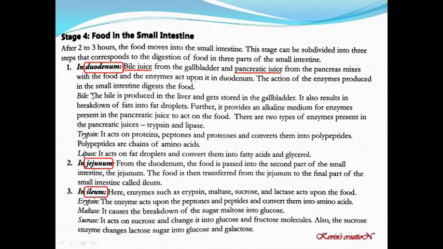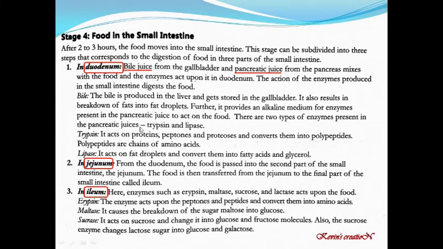Now let us see what happens. Bile. The bile is produced in the liver and gets stored in the gallbladder. Liver produces bile, but it is stored in the gallbladder. It also results in the breakdown of fats into fat droplets. So what bile juice does is help in the digestion of fats by breaking them down into smaller molecules, and it also provides alkaline medium for enzymes to act on the food. Okay, so 2 things bile juice does. The first one is digestion of fats by breaking them down into smaller particles, and also it provides an alkaline medium so that other enzymes can act on the food.